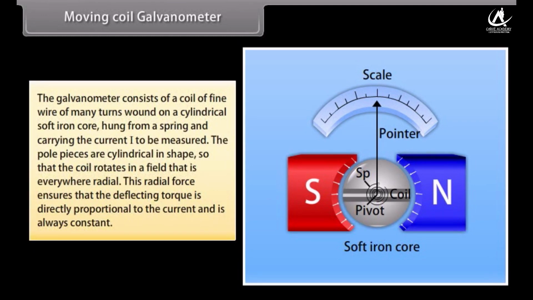The galvanometer consists of a coil of fine wire of many turns wound on a cylindrical soft iron core hung from a spring and carrying the current I to be measured. The pole pieces are cylindrical in shape so that the coil rotates in a field that is everywhere radial. This radial field ensures that the deflecting torque is directly proportional to the current and is always constant.